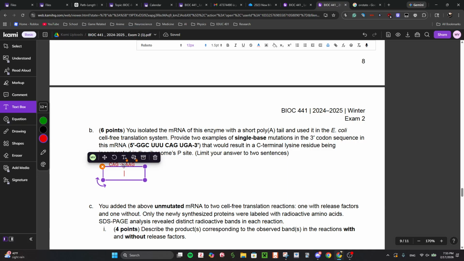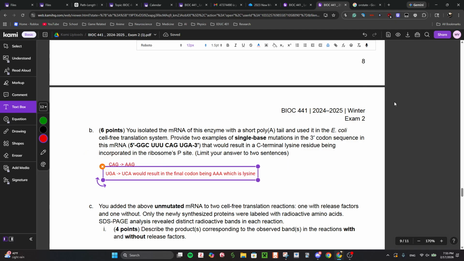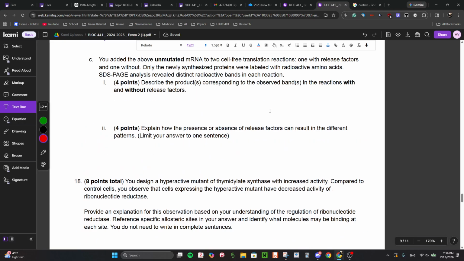The other option that works is I destroy the stop codon. If I destroy the stop codon, say UGA to UCA, whatever, this would result in the final codon being AAA, which is also lysine. Normally the stop codon stops translation afterwards. Does that make sense? If I remove the stop codon, it just keeps going to the end.